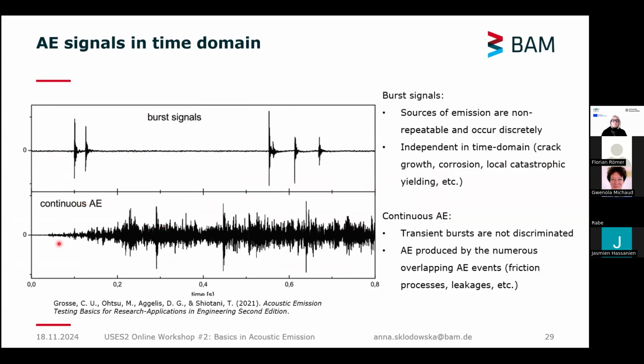And the other type is the continuous acoustic emission signals. Those are transient bursts that are not discriminated. They are produced by numerous overlapping acoustic events, and this is, for example, caused by friction processes, leakages, and so on. This just gives an idea that the signal contains information about the source that caused it.